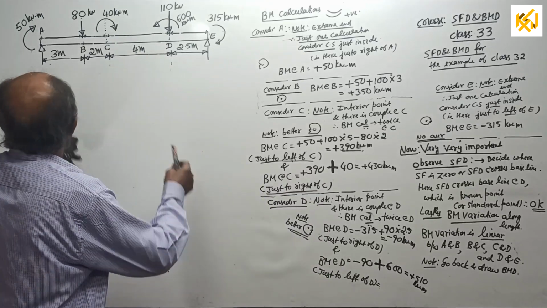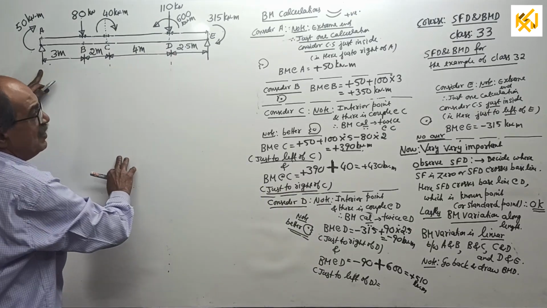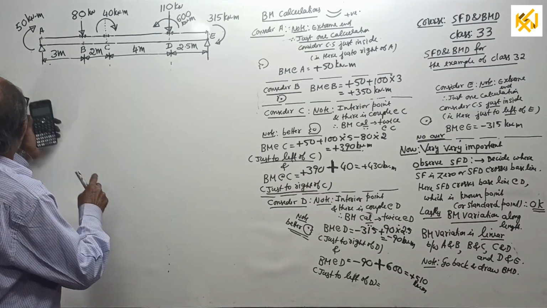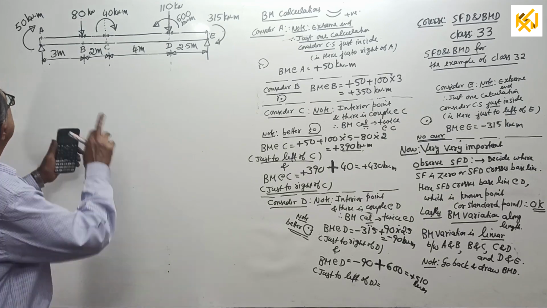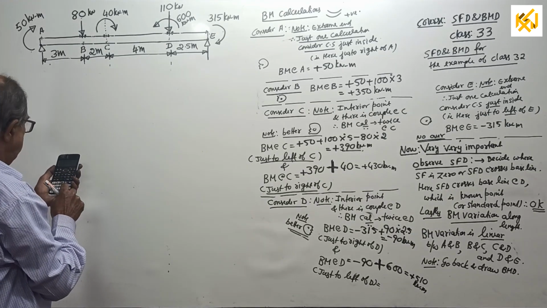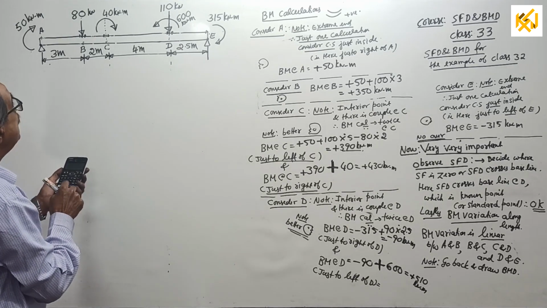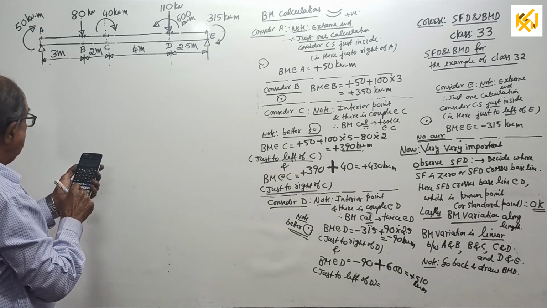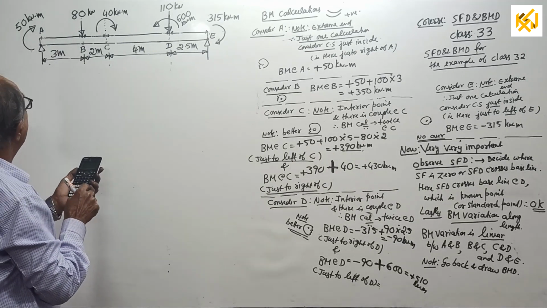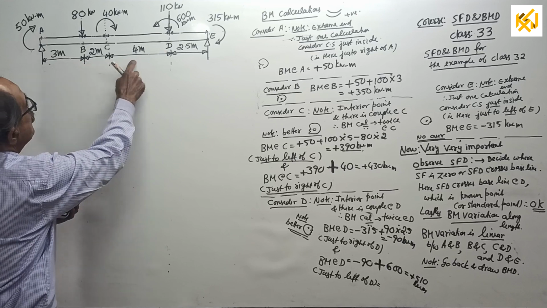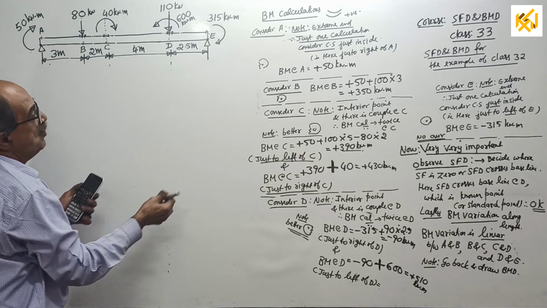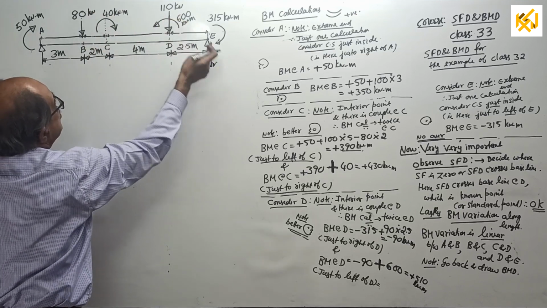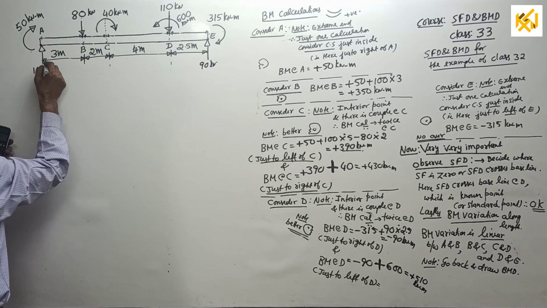See, this beam is given to me. Somebody will ask me, draw SFD BMD. See what I will do. I know the reaction. No, I will calculate fresh. 80 into 3 plus 40 plus 110 into 9 minus 600 plus 315 plus 50 equal to, divided by, I will divide by span 11.5. I got 90 kilonewton. I will write here 90 kilonewton. 110 plus 80 is 190. This will be 100 kilonewton.